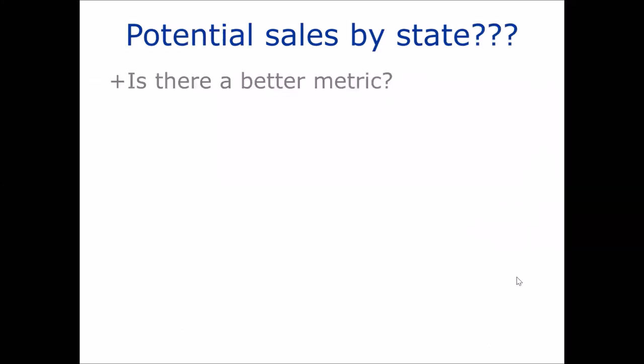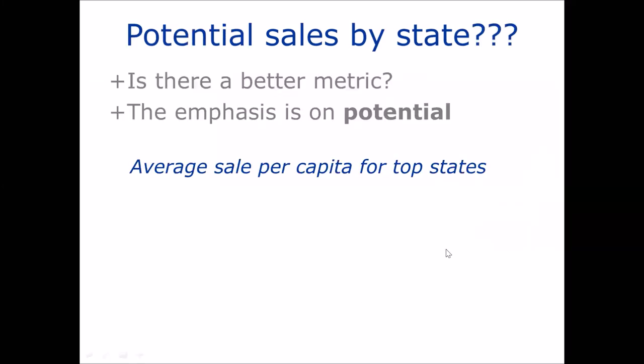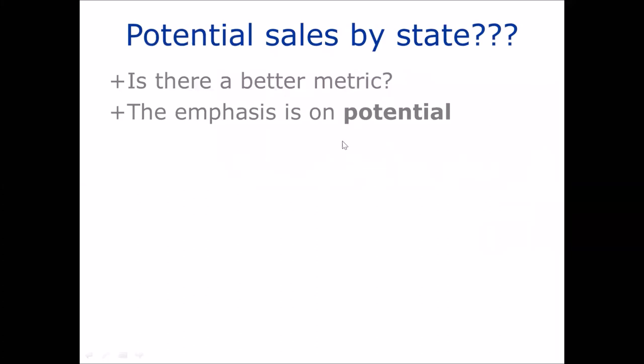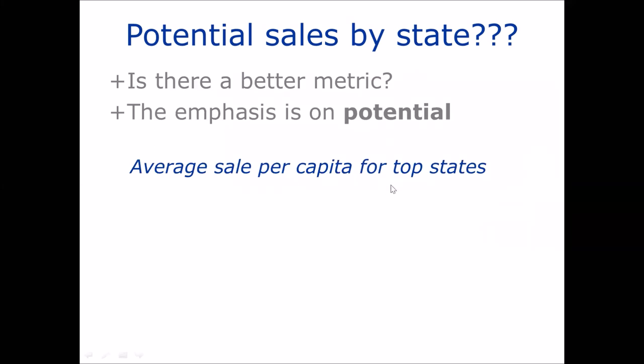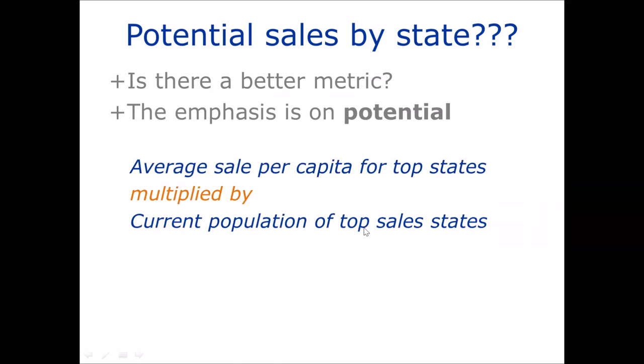You want to look at the future. You don't want to just look at average sale per capita. You want to look at potential. So you want to compute average sale per capita for top states, and then multiply this by the current population of those states.